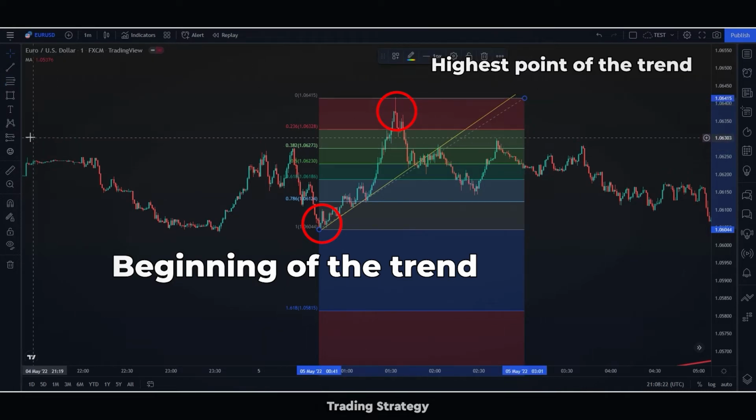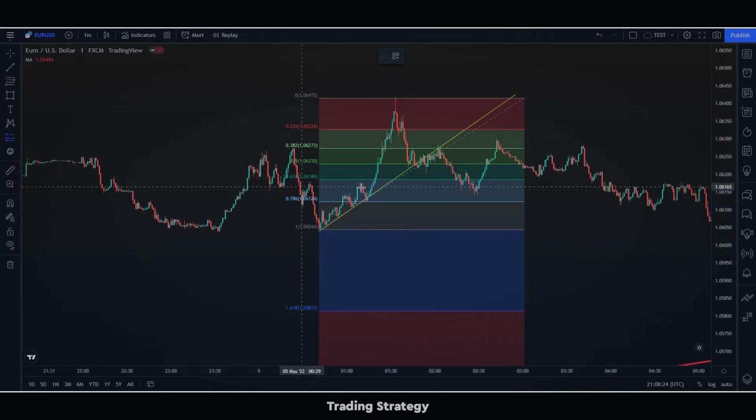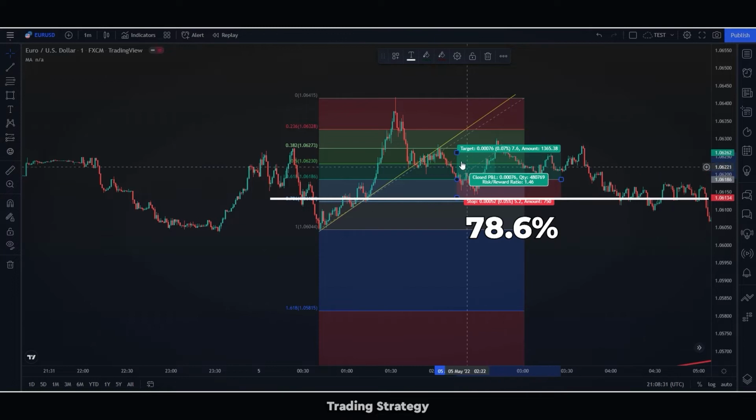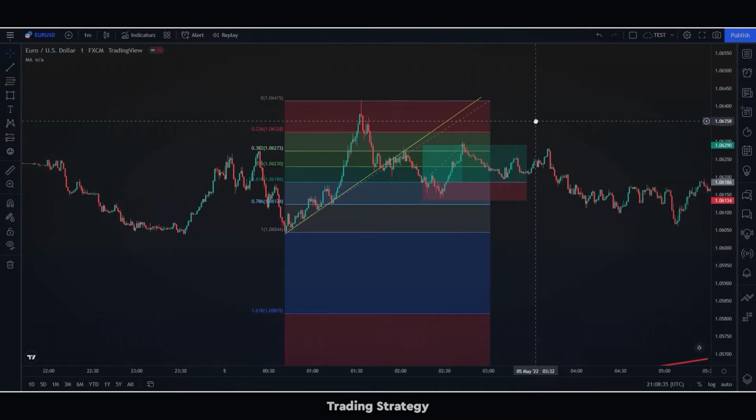We will then wait for the price to retrace to the 61.8% zone. If it does, we will enter a buy trade. We will place our stop loss almost reaching the 78.6% zone, and our take profit in a risk-benefit ratio of 2 to 1. That is, twice our stop loss.